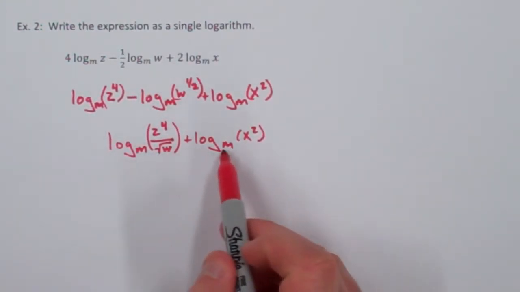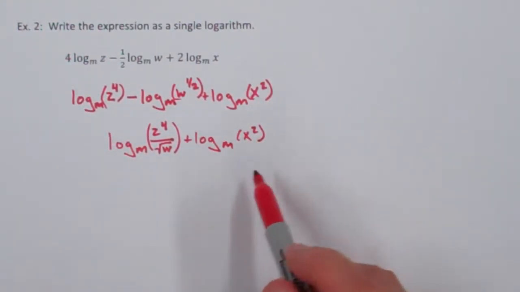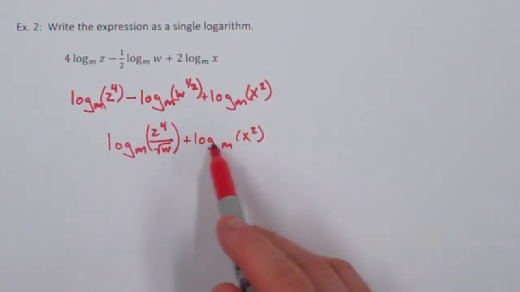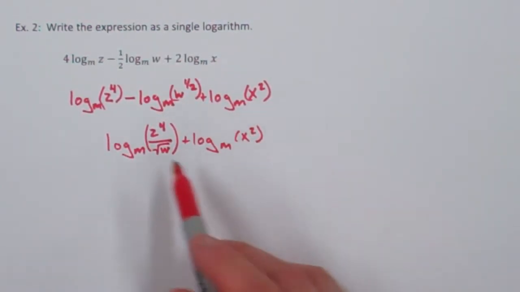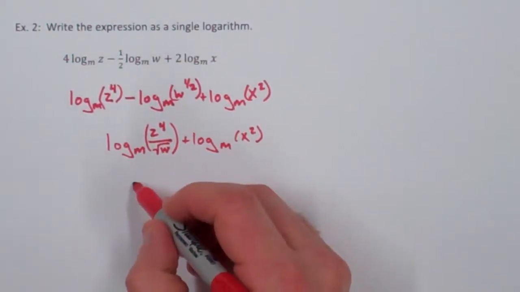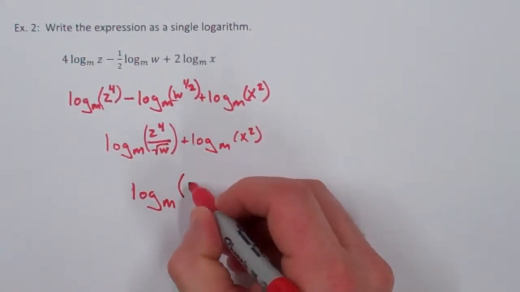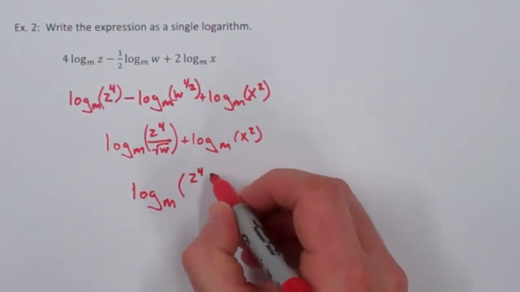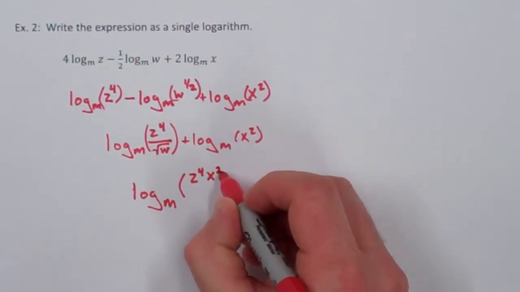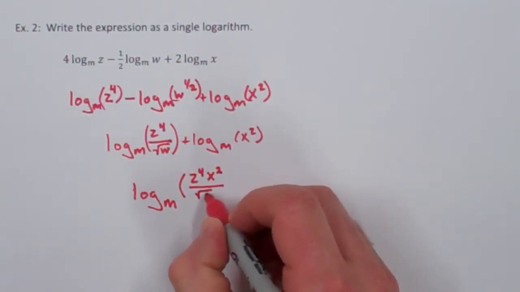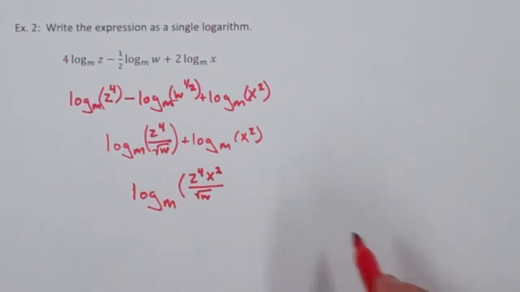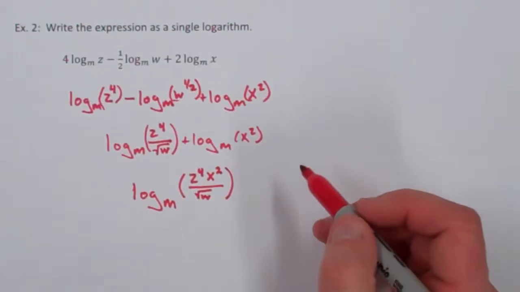We're adding these two logs together, so just like exponent rules, it's not as easy as just taking this and adding that. What we need to do is actually multiply them together. So we can write this as a single logarithm. It's going to be z to the 4th times x squared all over the square root of w, or again you could write w to the 1/2 power.